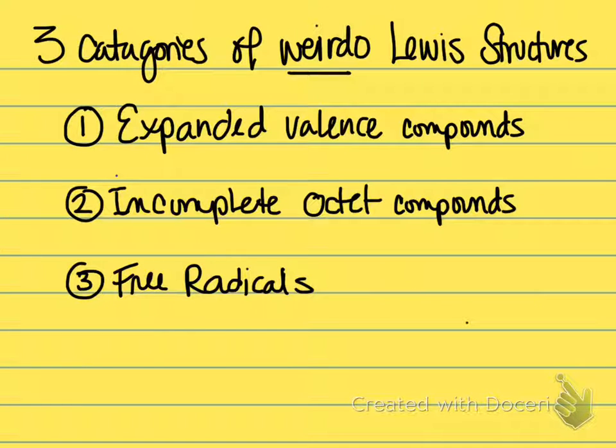Okay, let's go. There are three categories of weirdos when we talk about Lewis structures. There are compounds which do expanded valence bonding. There are compounds which don't have complete octets. And then there are free radicals. So let's start with expanded valence.